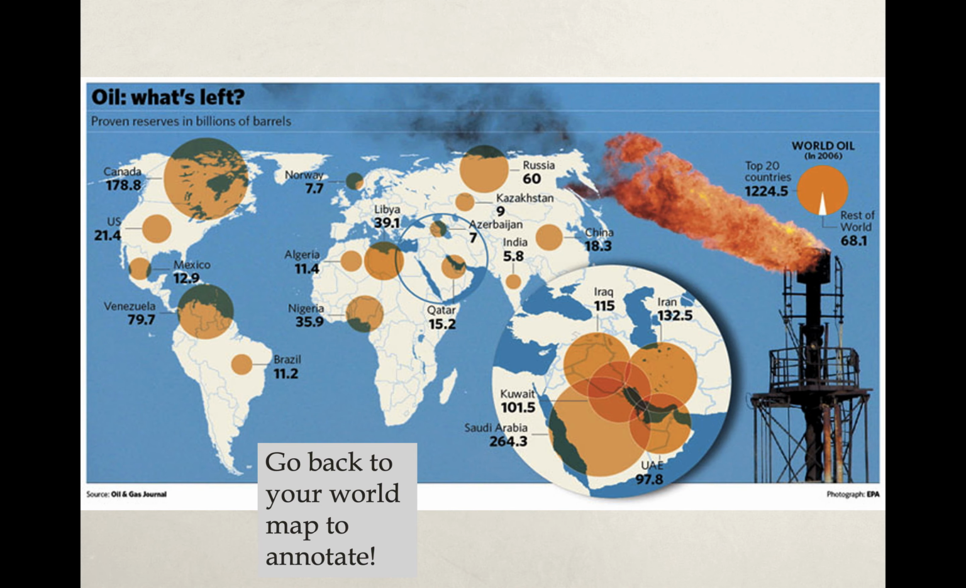So this is showing what is left of oil. These are proven reserves in billions of barrels. So Canada has 178.8, US is only 21.4 billion. Mexico has 12.9, Venezuela has almost 80 billion. Saudi Arabia has the majority, with 264.3 billions of barrels left, followed by then Canada and then Iran and Iraq.